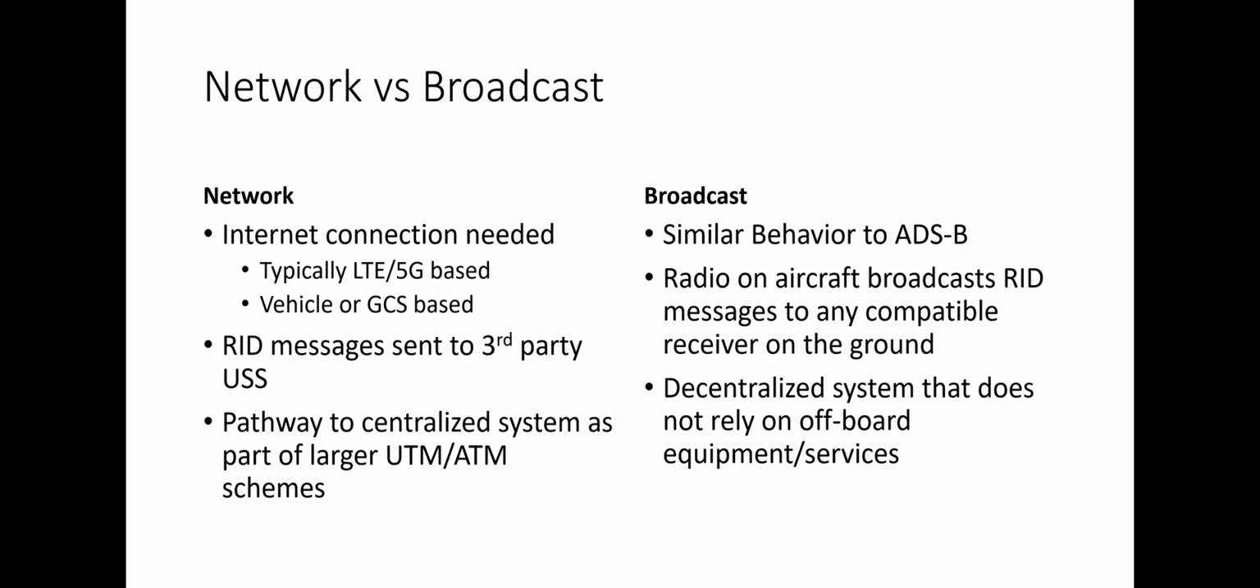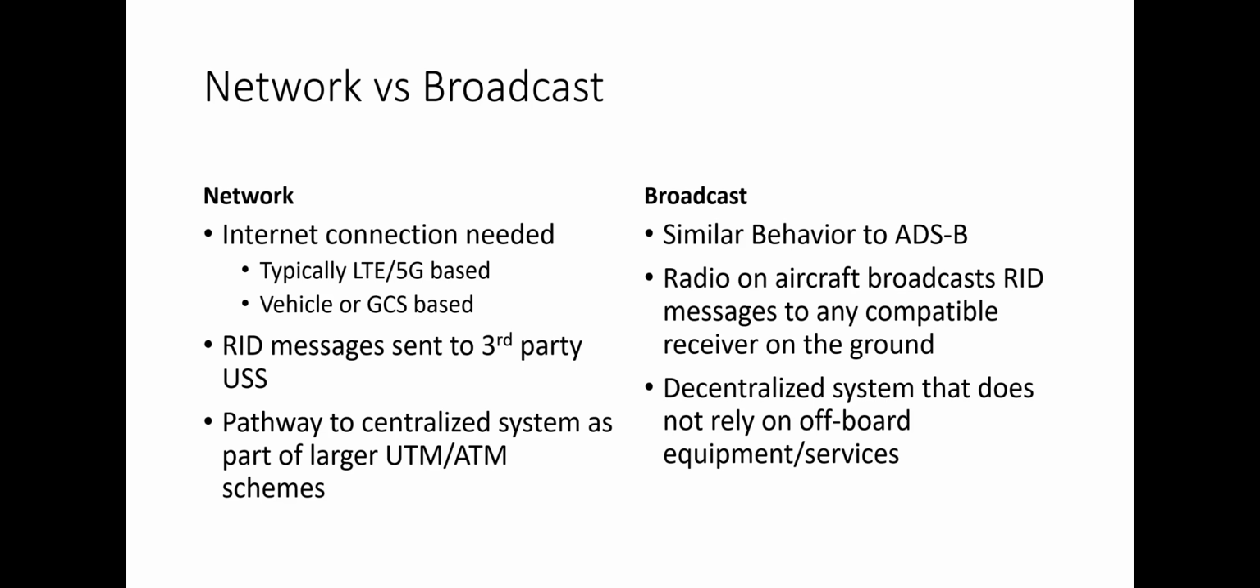So I want to cover the difference between network remote ID and broadcast remote ID, as I think that's pretty important to some of the history and implementation details here. Network was really heavily pushed for in the US by mobile network providers, your AT&T, Verizon, and so forth, with the envisionment that those would be LTE or 5G based. The vehicle or the ground station would have the actual link to the network.